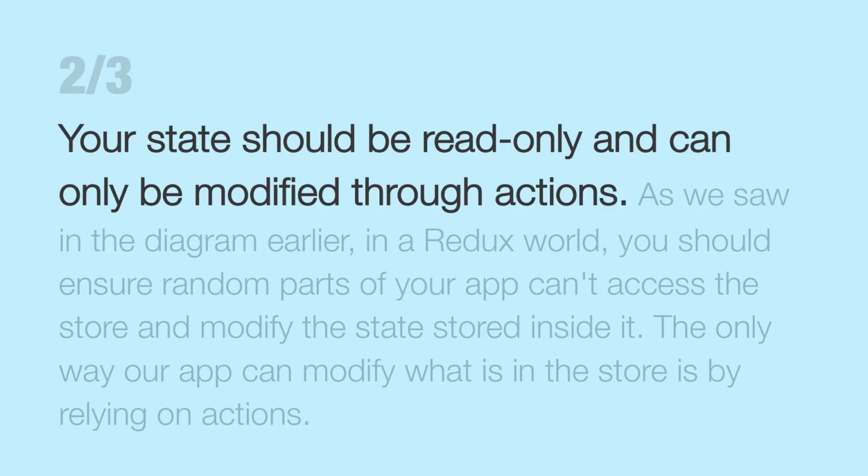That's one of them. The second one is that your state should be read-only and can only be modified through actions. This is a chain of command that we saw enforced in the diagram. So in the Redux world, random parts of your app, even if they want to, can't access the store and modify the state stored inside it. The only way our app can modify what's in the store is by relying on actions.